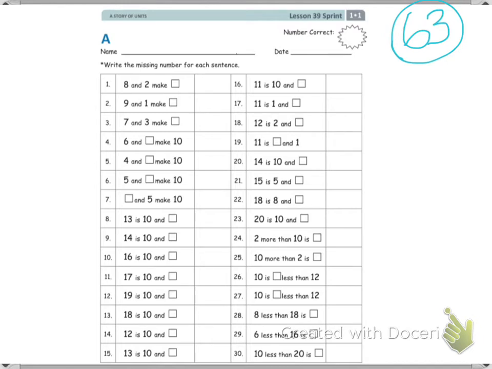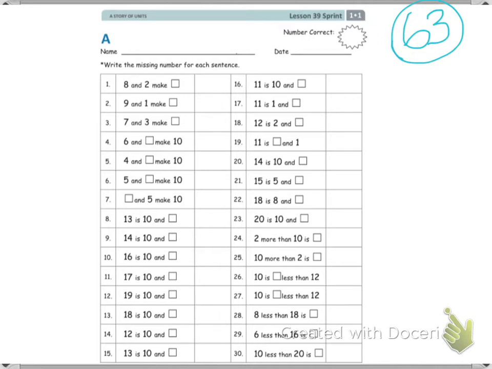Alrighty, guys, time is up. Go ahead and get out a crayon. We're going to check our work. Guys, remember, whenever you get it correct, I want you to say yes. And if you do not get it correct, just write the correct answer by it. If you did not even answer it, do not do anything with it.